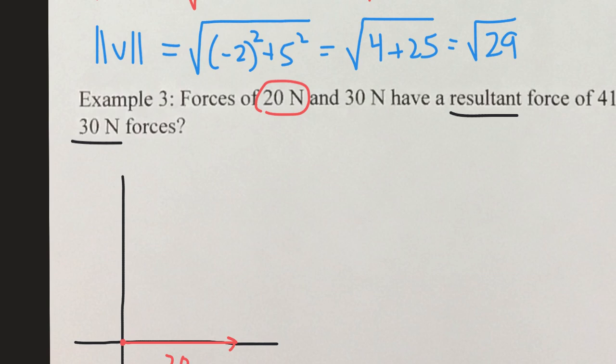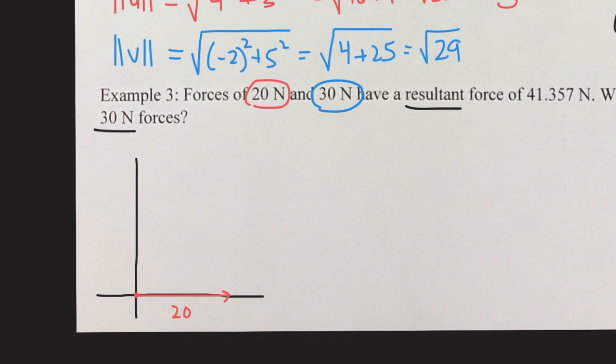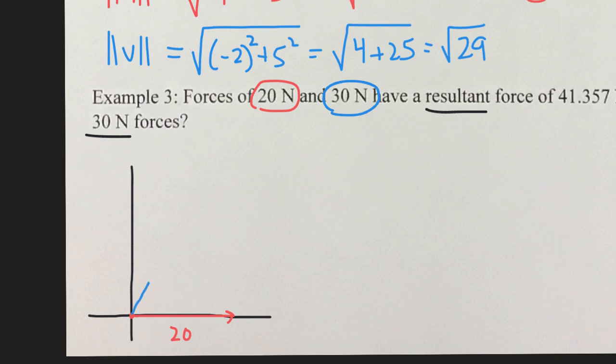Now, if the result was 50, then they would be going in the exact same direction. Okay, if two forces are pulling in the exact same direction, then you simply add their two forces together, and that gives you the total. Well, because our total is less than 50, we know that there's going to be some angle in between these two vectors. So I'm going to draw my 30 Newton vector at some random angle. I have no idea what that angle is, so I just draw it at some angle. And this is what we're going to be calculating, the angle in between these two vectors of 20 and 30.